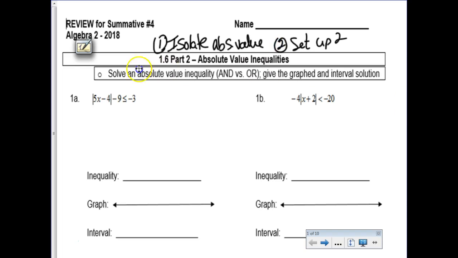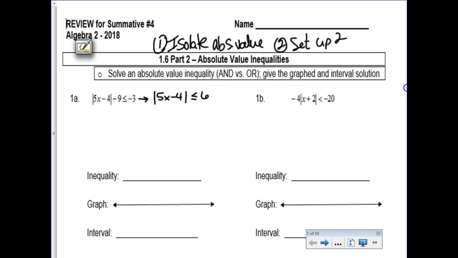So, isolating our absolute value, I'm going to start by adding this 9 over, which, if you don't mind, I'm going to just kind of write over here. So adding 9 to both sides, you still have the absolute value of 5x minus 4, still a less than or equal to, and then if you add 9 right here, you have a positive 6. So now that we are isolated, I can see that this is a less than question for an absolute value, which means we have an and.